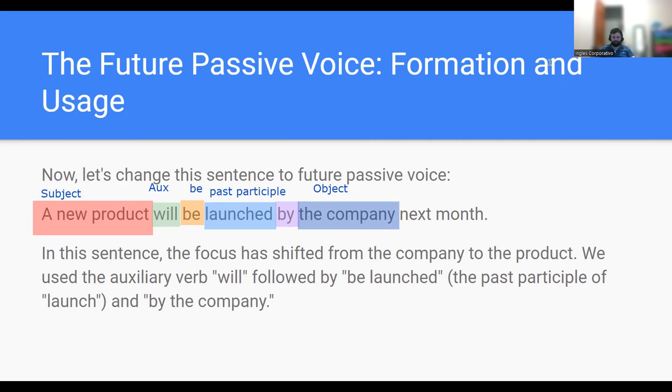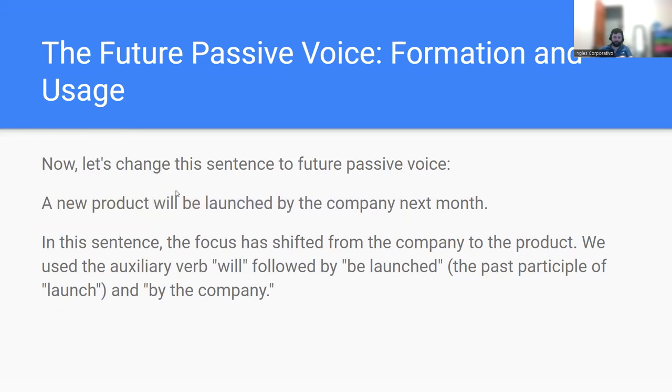I want you to notice something. What is the difference between saying, the company will launch a new product next month, versus a new product will be launched by the company next month? The emphasis, right? Now we're not emphasizing the company, but we're putting the emphasis on the product.